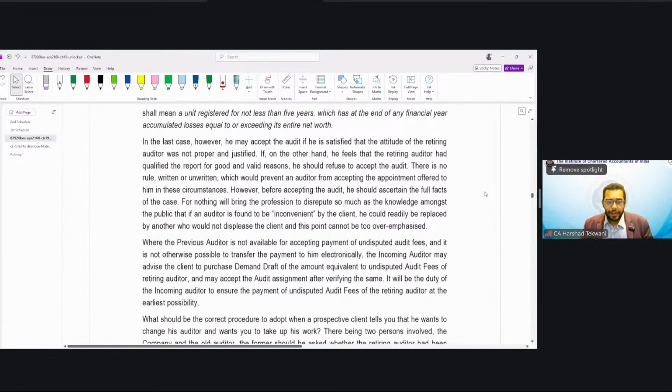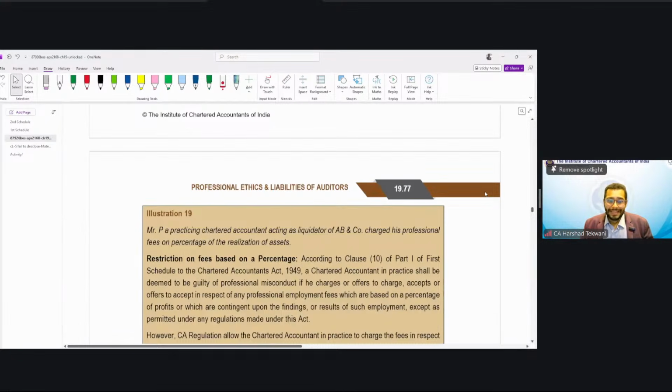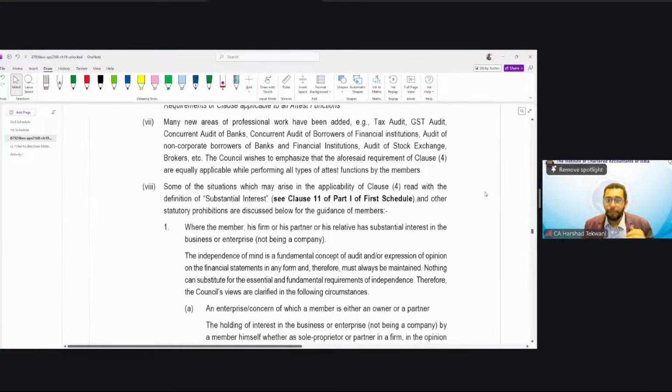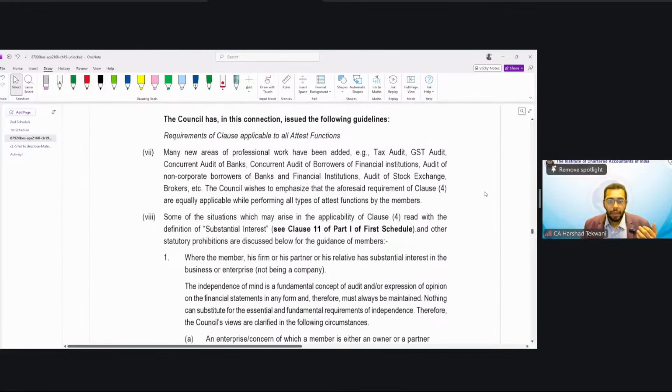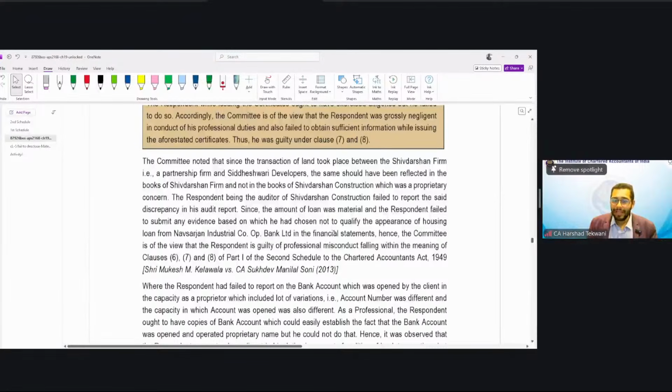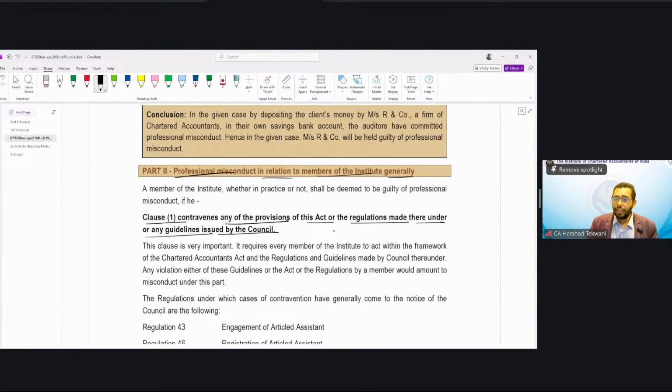So clause 1 of part 2 of the second schedule specifies that if there is a violation of any nature by the member, it's applicable to members in general. If there is a violation of any nature of the act, rules, regulations, the provisions of the act, or guidelines issued by the council, in that particular case, he will be held guilty of professional misconduct. It is again applicable generally.